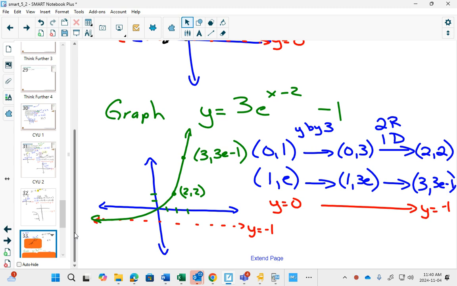How do you estimate where 3e is? Well, if you think that e is 2.7, if you multiplied it by 3, you get 8.1, minus 1. This is approximately 7.1. So when you're graphing it, you just have to approximate where it would be.